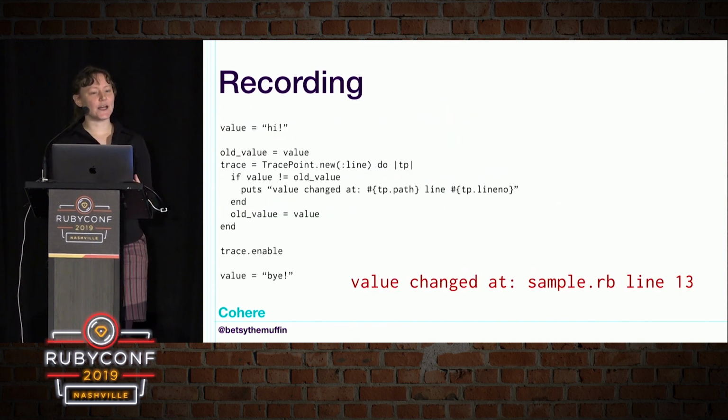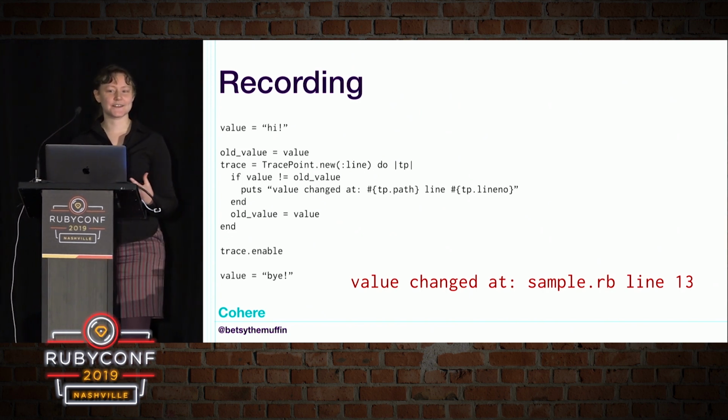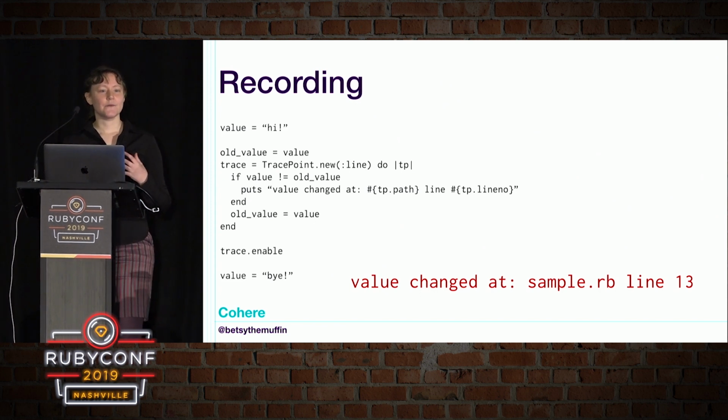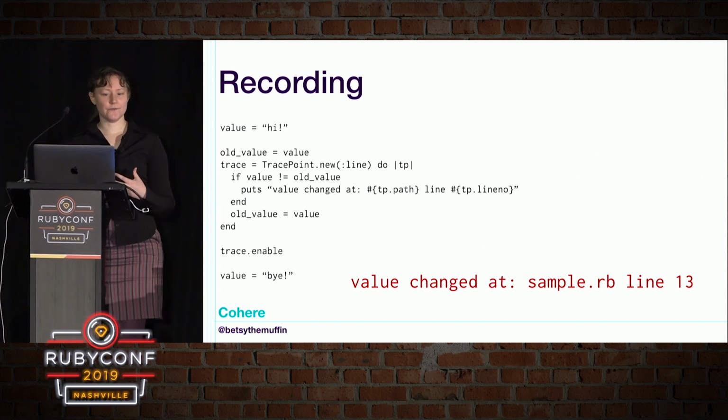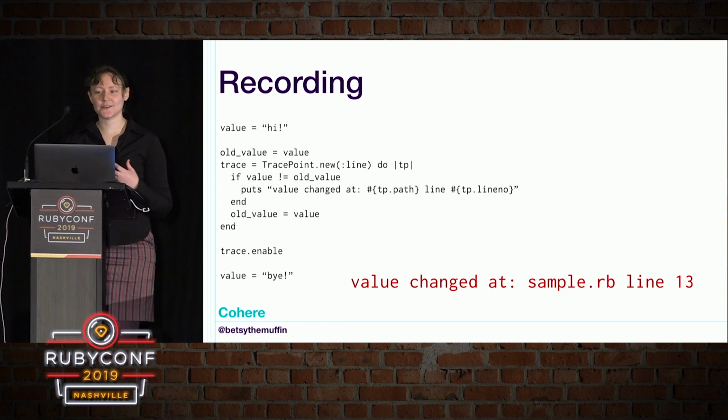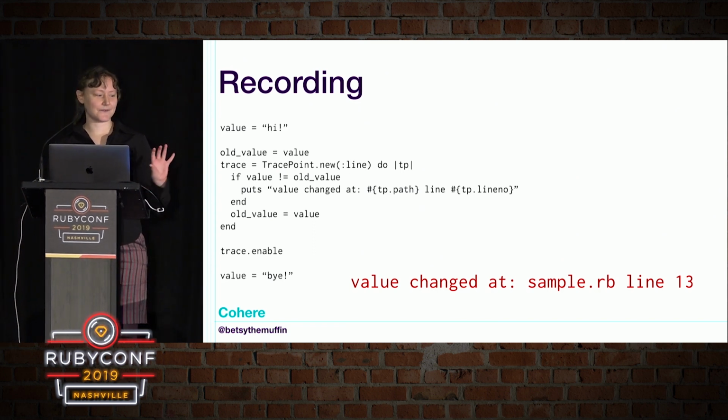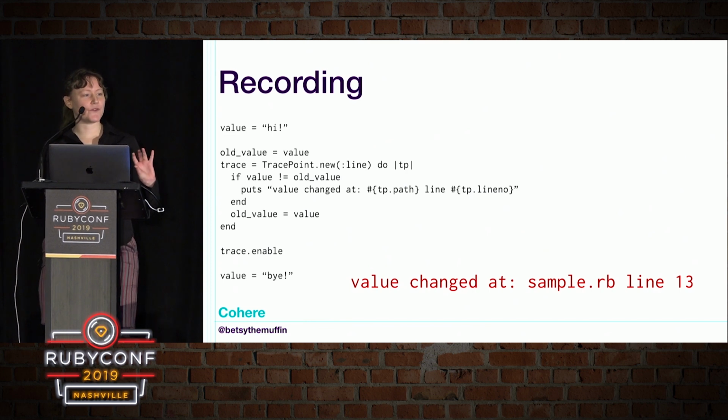Tracepoint organizes itself around events. And one of those, the most useful one in my opinion, is another line of code just got executed. Being able to trace this is super powerful. For example, in this code, we insert a very simple if statement, very jankily, that compares a value to a tracking variable that matches its previous value. If that value of that variable changes, then we print out where it changed.